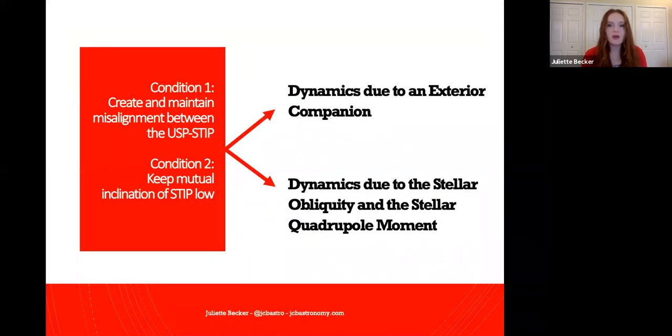So our first goal is to figure out what options dynamically create these two conditions and could have caused this system. After we evaluate those possibilities, we can determine which one is more likely. There are two possible options that I'll talk about today. One is dynamics due to an exterior companion in the system, so an unknown planet. The other is dynamics due to the stellar obliquity and the stellar quadrupole moment. You don't have to invoke any extra planets; if the star itself has an obliquity with respect to the system, then as it decays, the dynamics could cause this architecture to form.